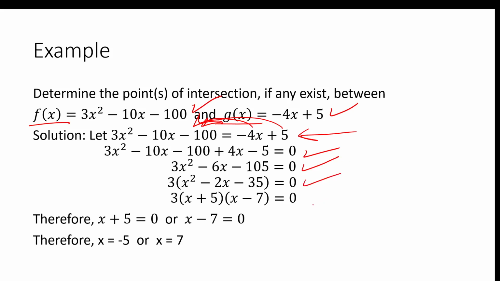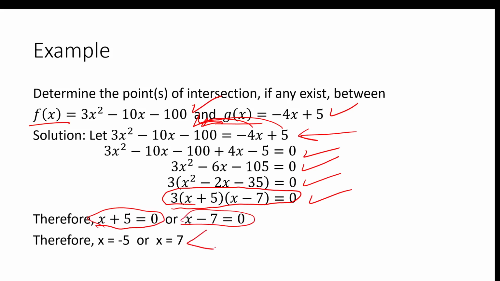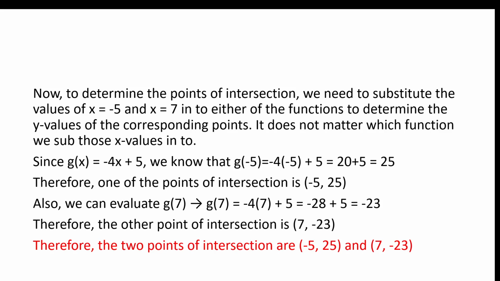Factoring out the 3 would give us x squared minus 2x minus 35 equals 0. And ultimately, we would get 3 times (x plus 5) times (x minus 7) equal to 0. So that would mean either x plus 5 equals 0 or x minus 7 equals 0, ultimately meaning either x is negative 5 or x is 7. Now, to determine the points of intersection, we need to take those x values and plug them into either of the functions to determine the y values of the corresponding points.